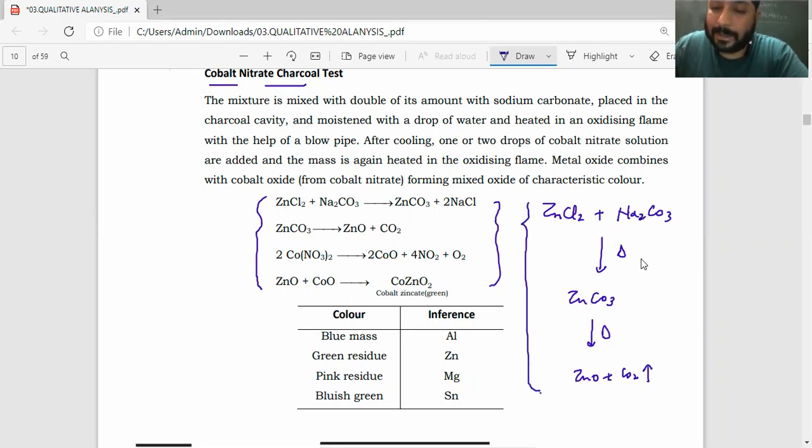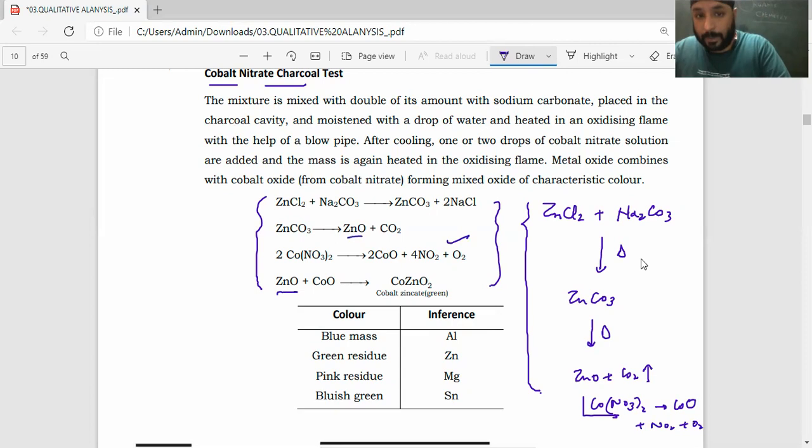Now, once that zinc oxide forms, you just do one thing: in the heating solution itself, add a few drops of cobalt nitrate, that is Co(NO3)2. Now, what exactly happened? Cobalt nitrate also decomposes to give cobalt oxide, CoO, plus nitrogen dioxide plus oxygen gas. It's a standard reaction. After that, the zinc oxide formed over here will react with cobalt oxide, and what we get is cobalt zincate, which is green in color.